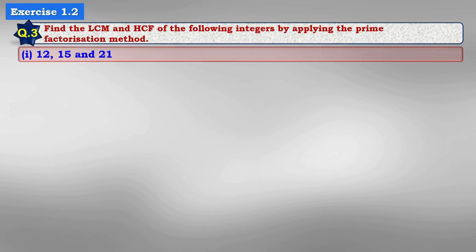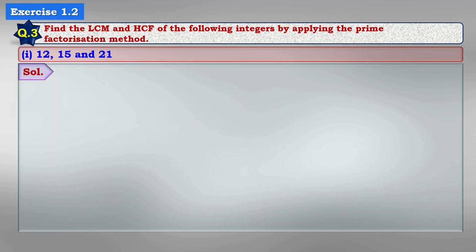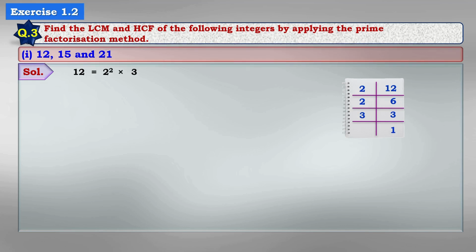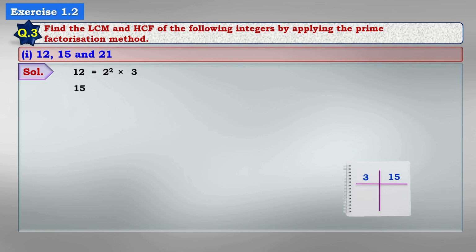Now next question, we have to find the LCM and HCF of the following integers by applying prime factorization. Okay, the same thing. So first we need to do the prime factorization. So 12 is 2 to the power 2 into 3, 15 is 3 into 5, and 21 is 3 into 7.